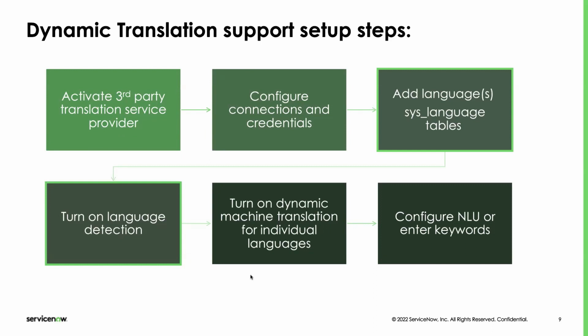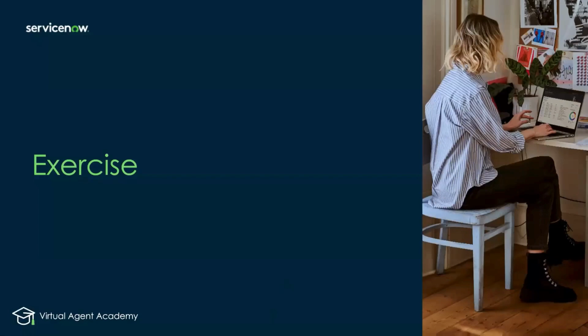You turn on language detection and dynamic machine translation. Dynamic machine translation is turned on by each individual language, so you can pick and choose at that point. And then if you're using NLU, you would configure your NLU model for that, one or a few primary directly supported languages, or you would leverage keywords and you would enter those keywords. So now I believe we're going to get into the exercise.